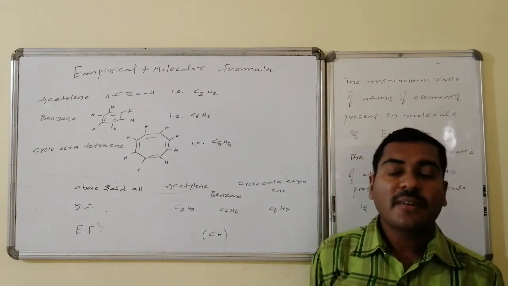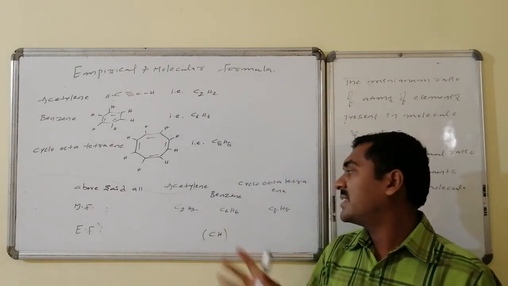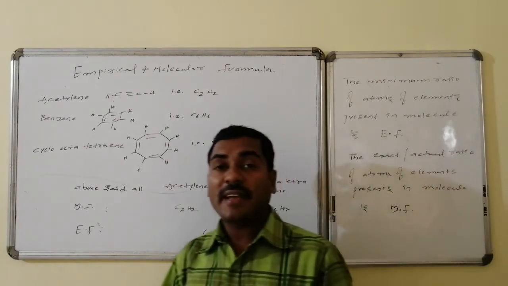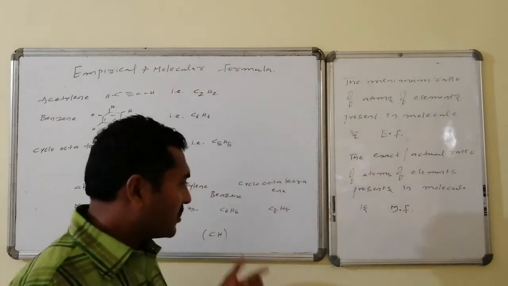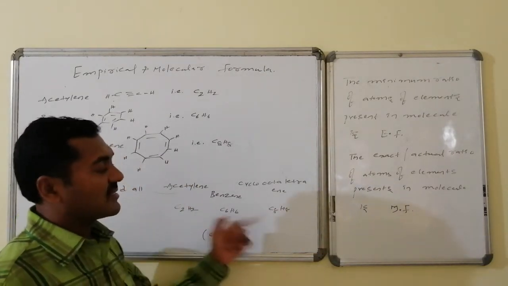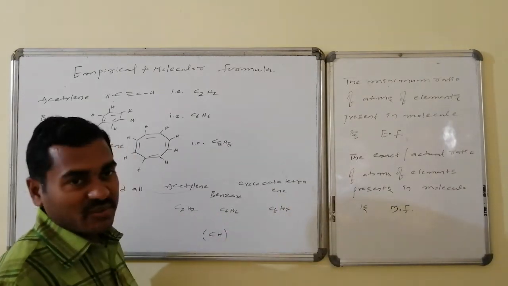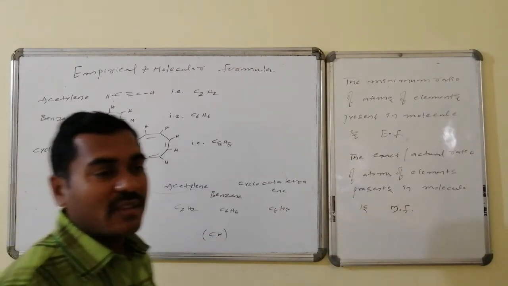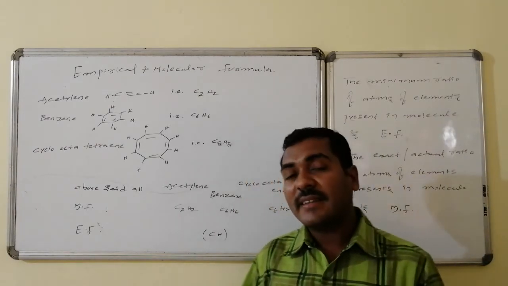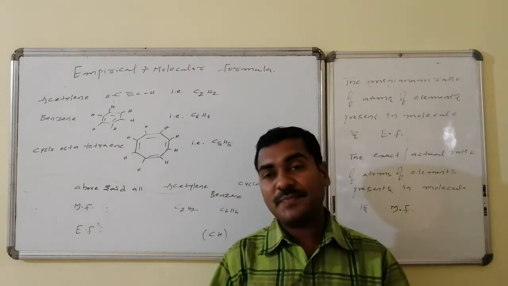These are all different molecules having molecular formulas: acetylene C2H2, benzene C6H6, as well as cyclooctatetraene C8H8. Whereas the simplest ratio of all these formulas, C2H2, C6H6, C8H8, is for one carbon, one hydrogen. The simplest ratio of the atoms of elements present in the molecule, if I write in the form of a formula, is one carbon versus one hydrogen, that is C1H1 or CH.